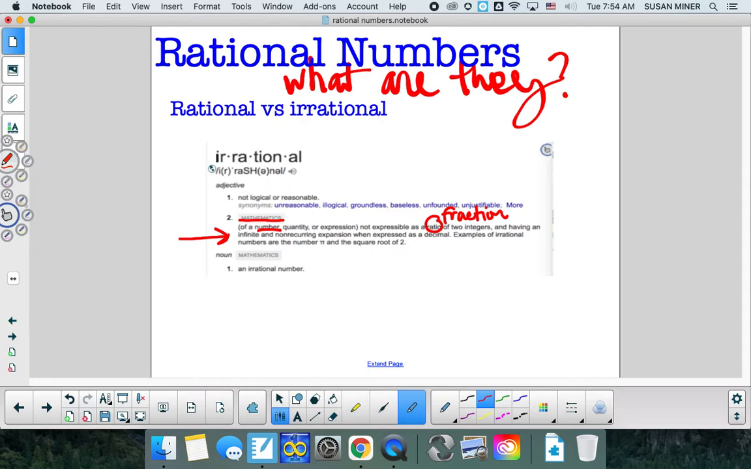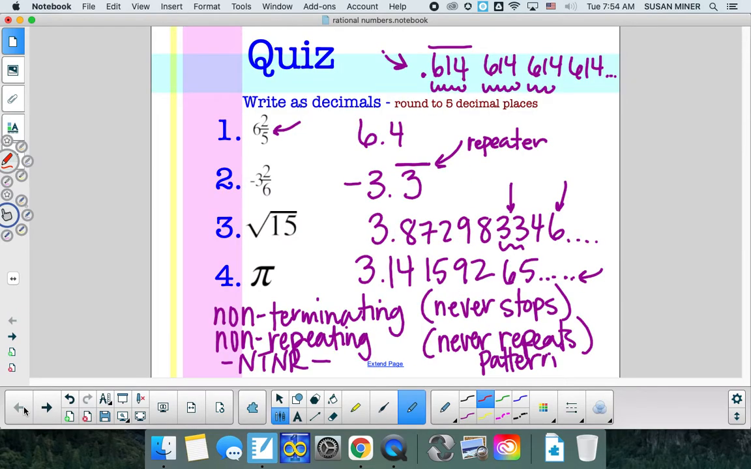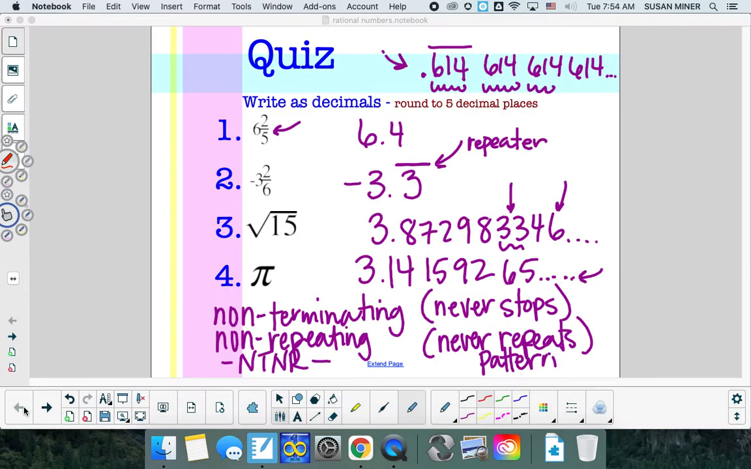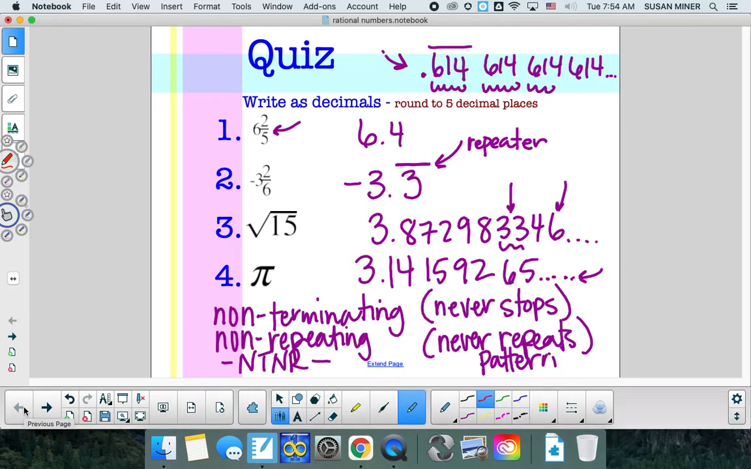And it has an infinite and non-reoccurring expansion. Well, wait a minute. Infinite and non-reoccurring. What does that sound like? Well, that sounds like a non-terminating, non-repeating decimal number. And that is exactly the case. The square root of 15 and pi are both examples of an irrational number because they have this infinite and non-reoccurring decimal expansion.